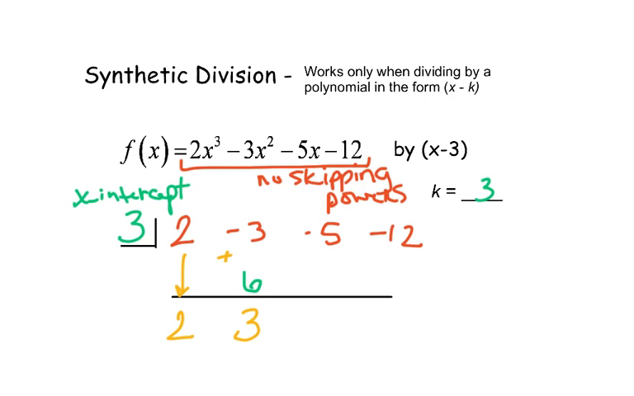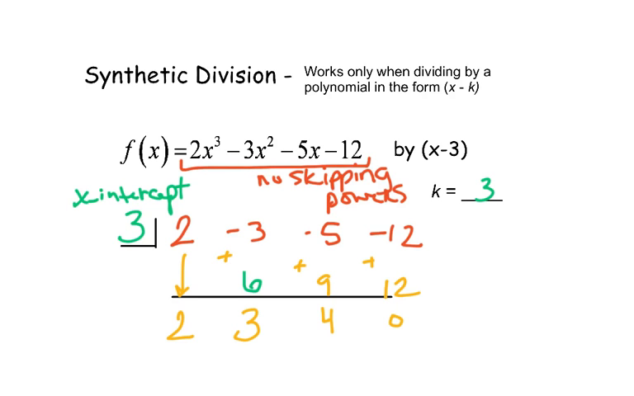And then you're going to multiply now 3 times 3, this number that's out front here. And so 3 times 3 makes 9. Again, we're going to add -5 and 9 to make 4. And then we're going to do 4 times 3. 4 times 3 is 12. And we're going to add those again. And so we get a remainder of 0.